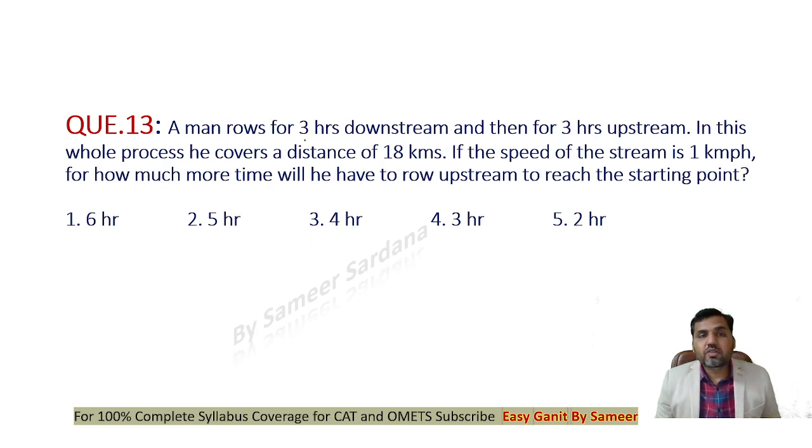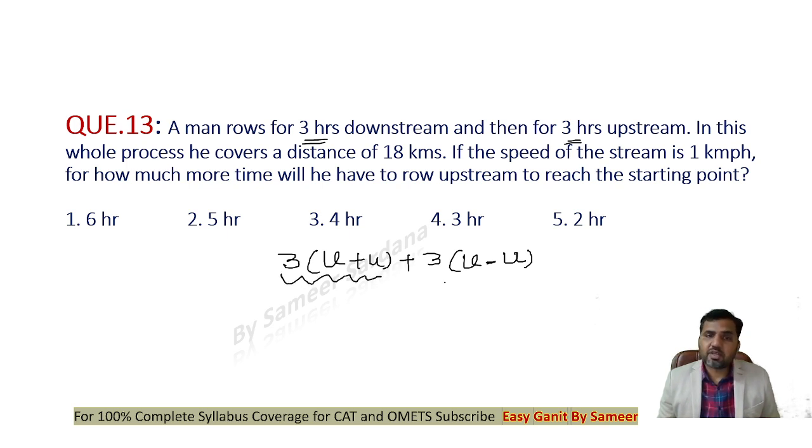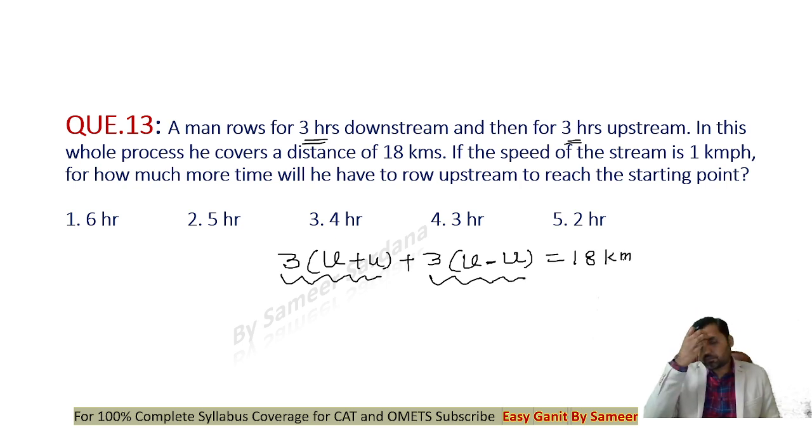A man rows for 3 hours downstream and then for 3 hours upstream. We know that in downstream we need to take the total speed as v plus u, and for 3 hours upstream the speed would be v minus u. This will be the total distance traveled downstream, and this will be the total distance traveled upstream. In the whole process, he covers a total distance of 18 kilometers.